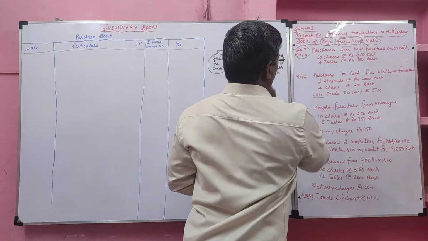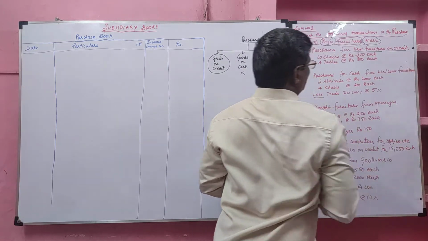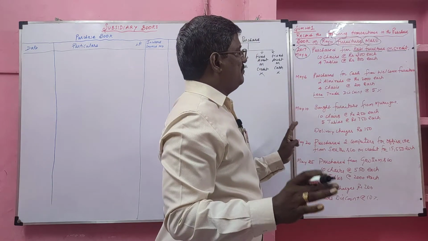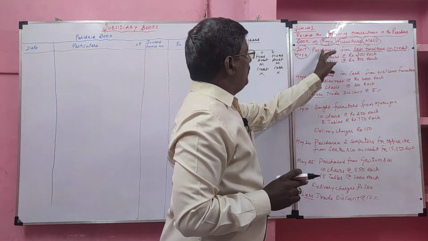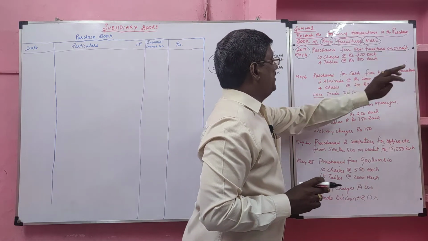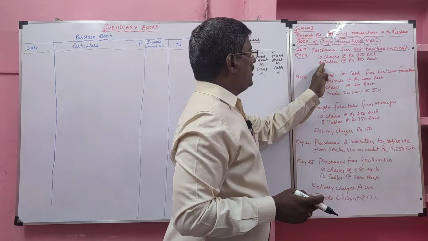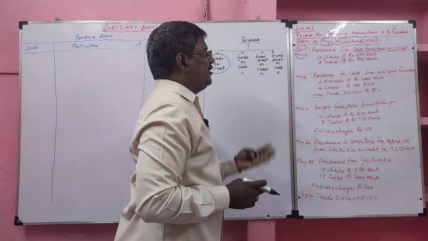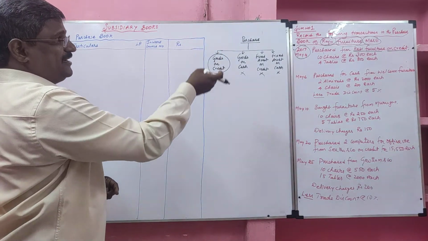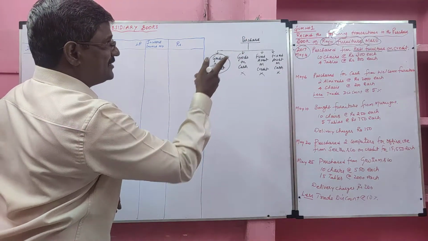2017 May 4. Purchased from Kasi Furniture on credit. So we are preparing the purchase book of Raja Furniture Mart. Raja Furniture Mart purchased from Kasi Furniture on credit. What all they bought? 10 chairs at 300 each, 4 tables at 800 each. Definitely it will be recorded in the purchase book because they are dealing with the buying and selling of furniture. So furniture is considered to be goods, bought on credit terms. From whom we purchased? Kasi Furniture.